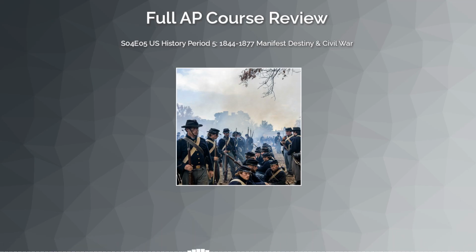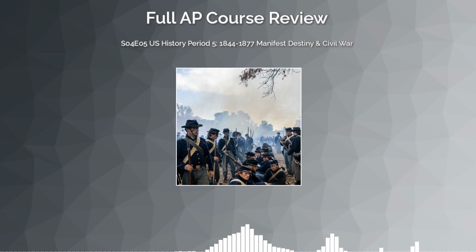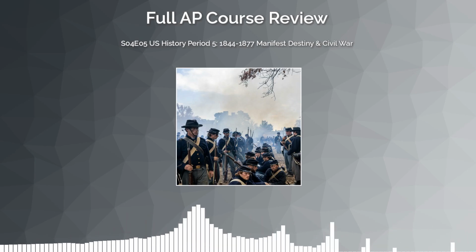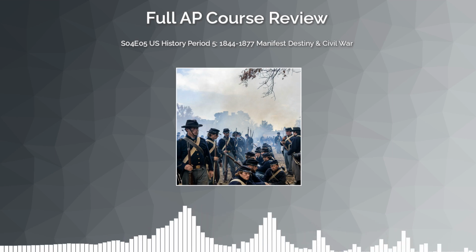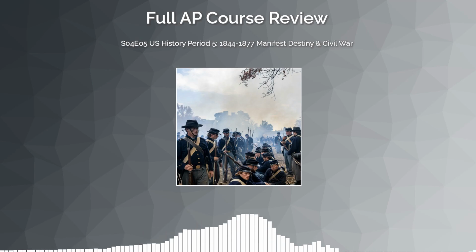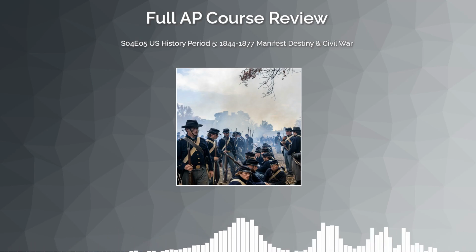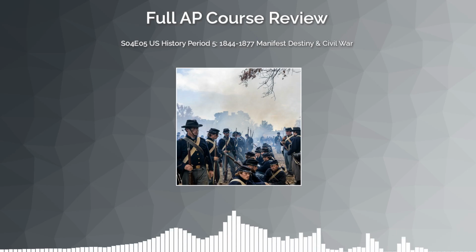Wrapping up, manifest destiny was America telling itself a story about destiny, virtue, and superiority that justified extraordinary expansion and extraordinary injustice. Understanding its ideology, its territorial consequences, and its connection to the coming slavery crisis will serve you well, not just on the AP exam, but in understanding how this era set the stage for the Civil War, which is exactly where we're headed next.